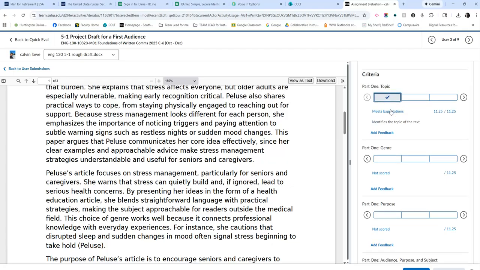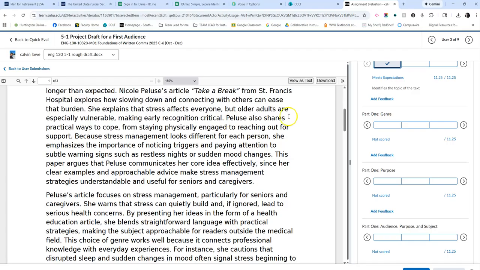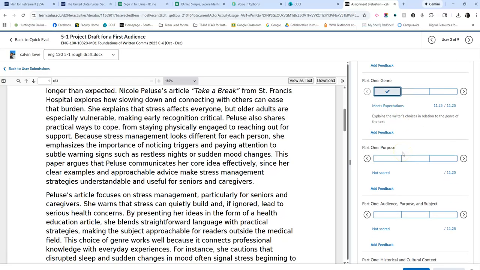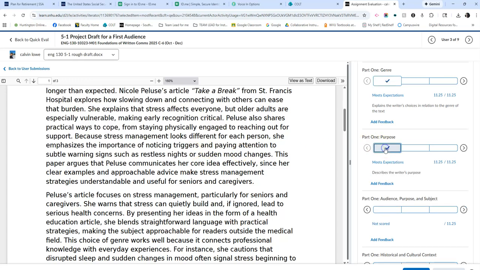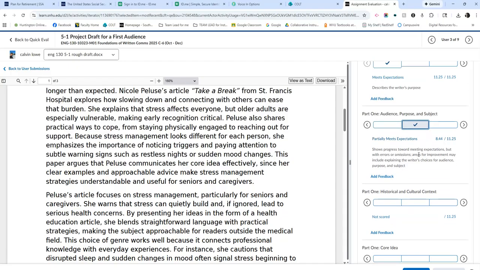Your topic is there. Your genre is clarified by the verbs that you use here, like she explains, she explores, so that tells me that you probably feel like it's an introduction, or an informational paper, so that's okay. Purpose is there in the thesis statement. Your audience, though, is not clear, so that's a bit of a negative there, because you have to clarify who your audience is.